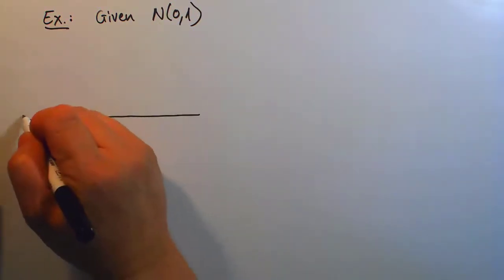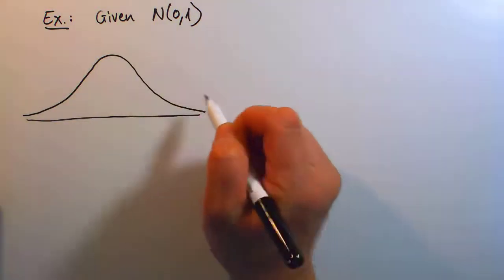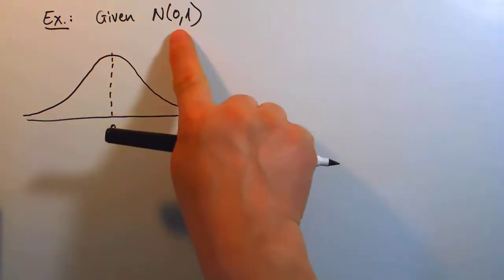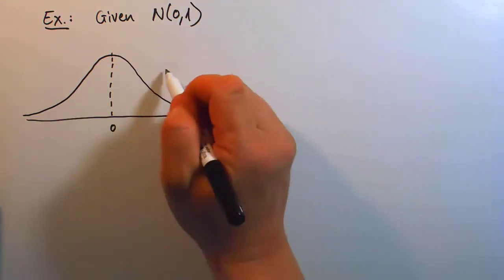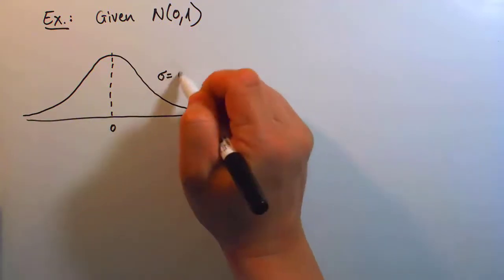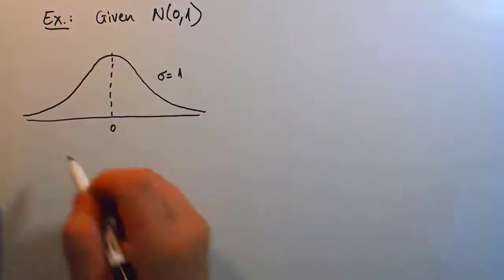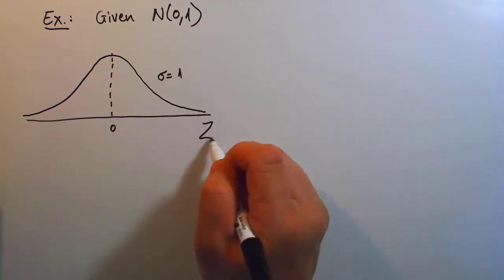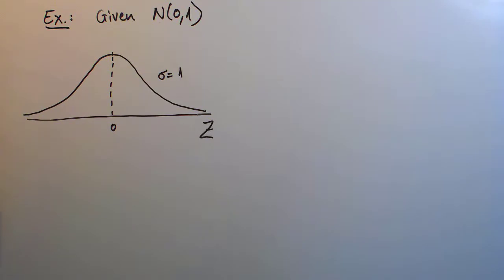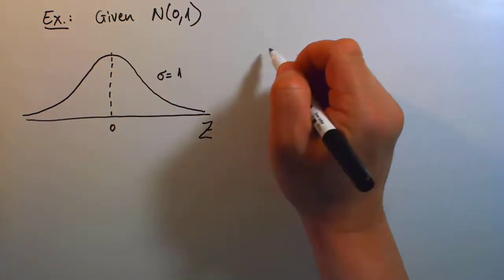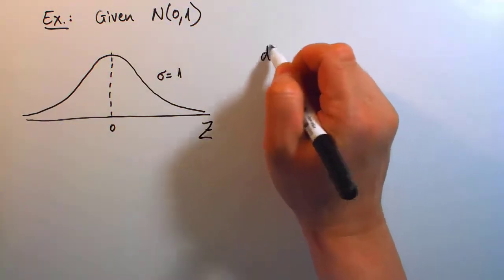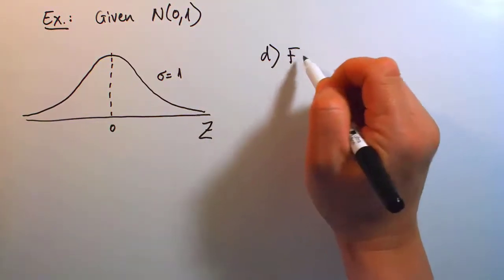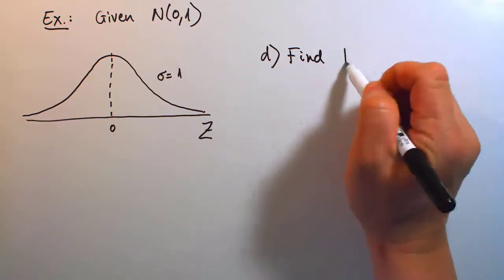Really get into that habit of drawing an empty bell curve for me. Okay, and here we already had a mean specifically at 0, population standard deviation being 1, and the variable on this horizontal axis here is the z variable. Okay, and so here's my question. We should be at question D right now, and question D is continuing from the earlier question.